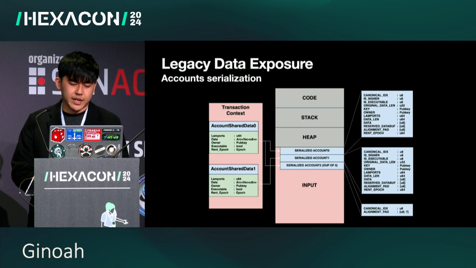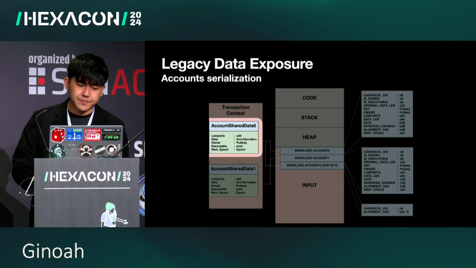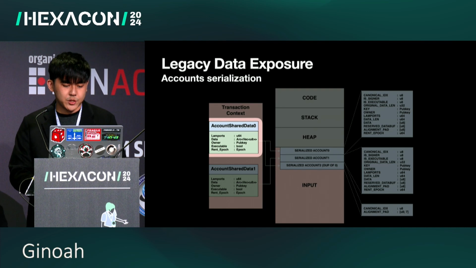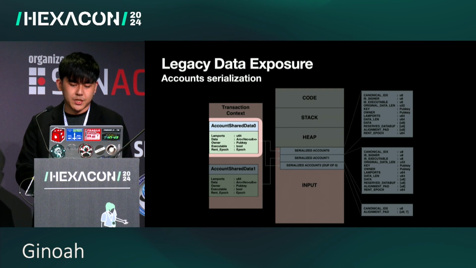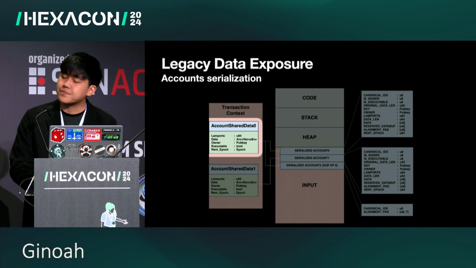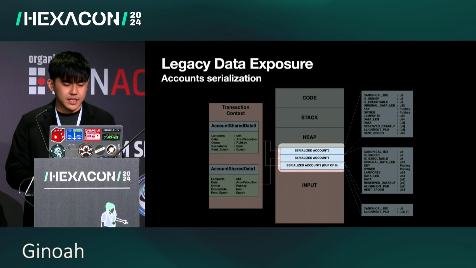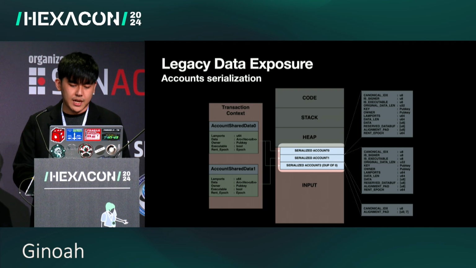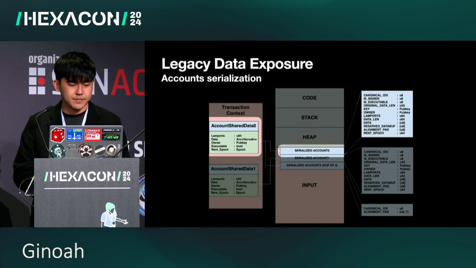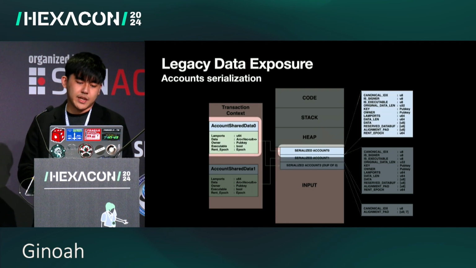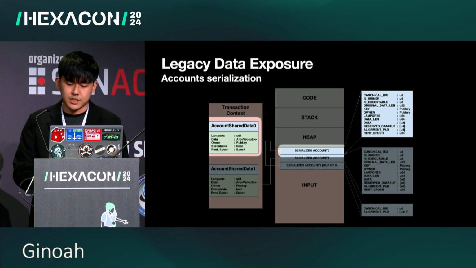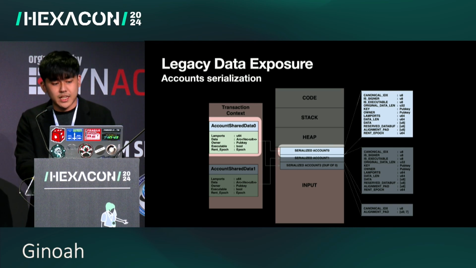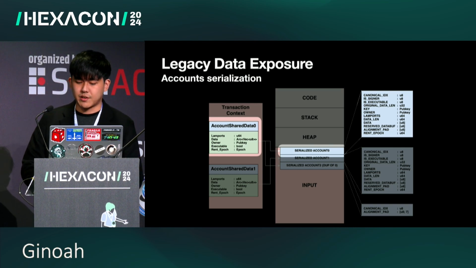Here's a view of how accounts are loaded into virtual memory. At the beginning of every transaction, the account list mentioned earlier is loaded from the database and stored in an account shared data structure within the transaction context. Later, these accounts are serialized into the input region, allowing the VM to access them. For example, account 0 and account 1 are serialized into the input section, with all fields such as the key, owner, lamports, and data being serialized together.